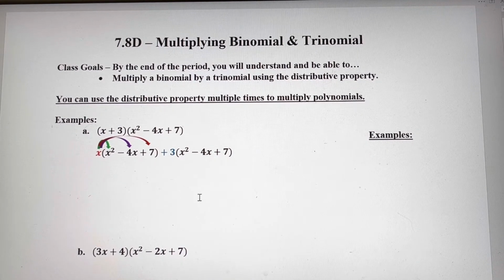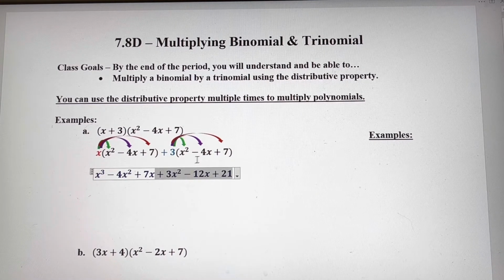x times x squared is x cubed. x times negative 4x is negative 4x squared. And x times 7 is 7x, okay? Use the distributive property a second time. 3 times x squared, 3 times negative 4x, 3 times 7. Draw the arrows if it helps you, keeps you organized, okay? So 3 times x squared is 3x squared. 3 times negative 4x is negative 12x, and 3 times positive 7 is positive 21.